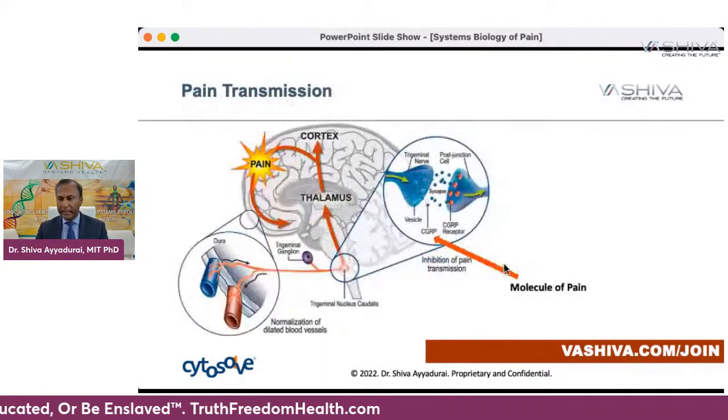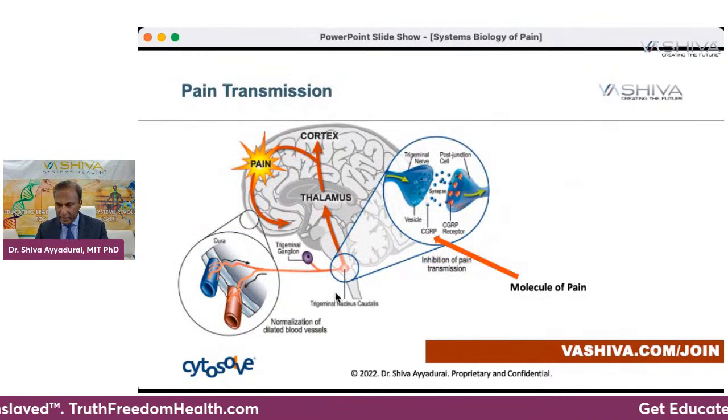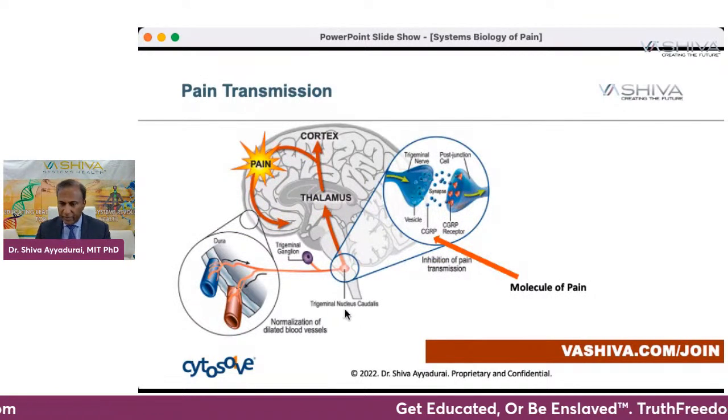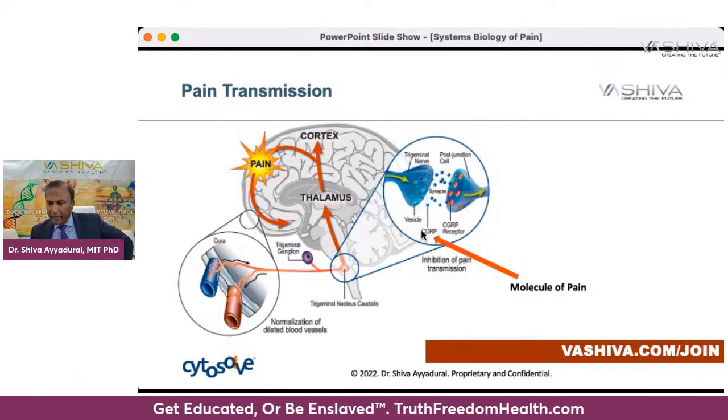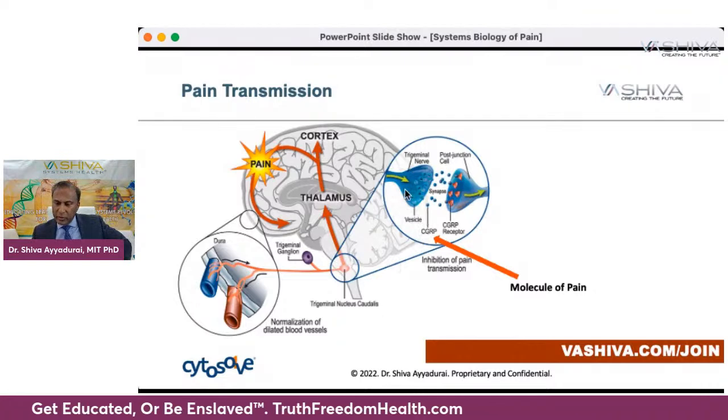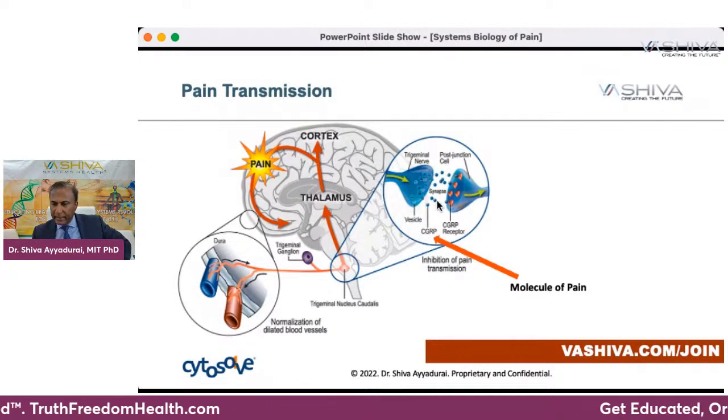The neuropeptide gets released, and it goes up to your trigeminal nucleus right up here, and you can see what's happening. Let's zoom in on this. So the trigeminal nerve, the signal comes in, and it starts releasing these CGRP molecules.